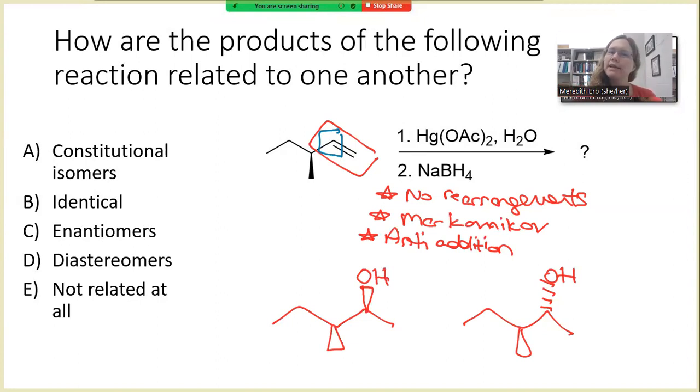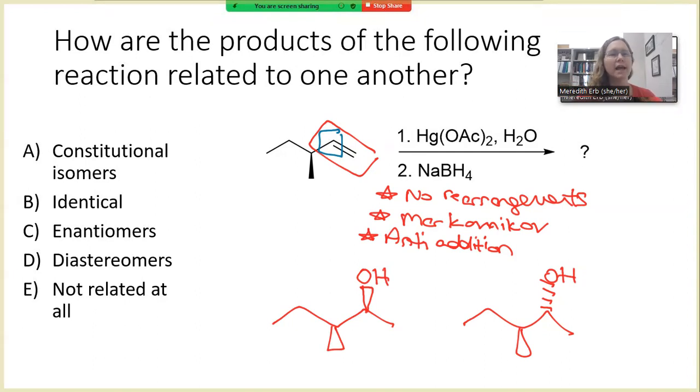All right, we don't really have to worry too much about the anti-addition in this example because the hydrogen atom is added to a carbon that already has hydrogens. So we don't necessarily have to show that anti-stereochemistry in our products. We just know that it's there. All right, so our 2 products are alcohols.